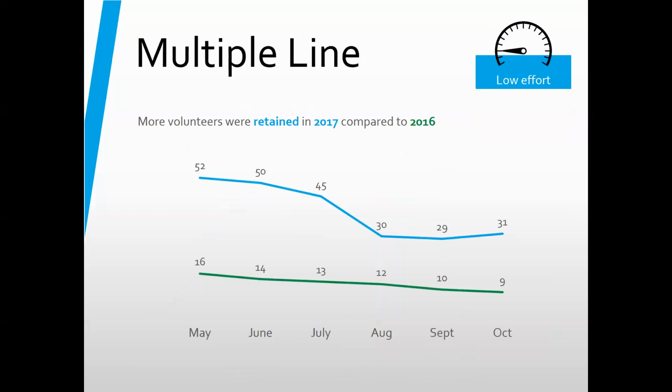This next one, again, pretty basic. It's a multiple line graph. It's used to compare how different groups have changed over time. This graph is displaying the number of volunteers per year over the same month. Blue is the 2017 data, and the green line represents the 2016 data. This chart is really low effort. It's really very easy to make in PowerPoint.